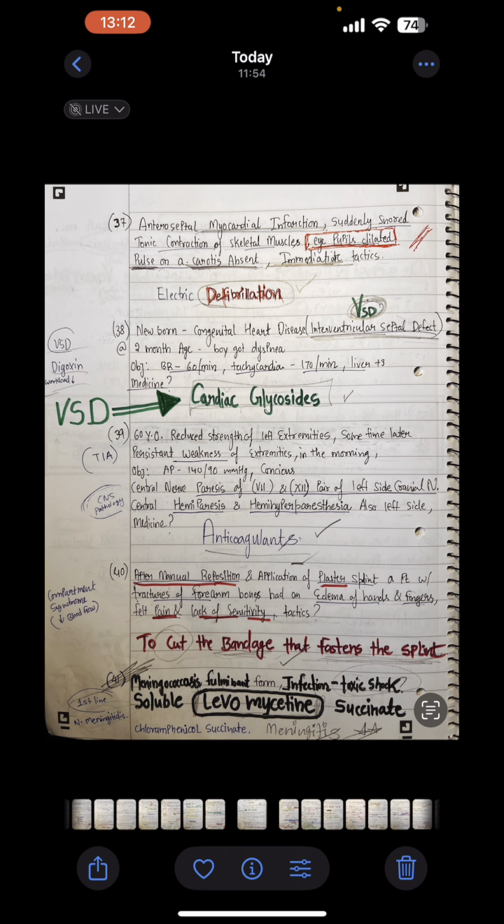Myocardial infarction, suddenly snort, tonic contraction of the skeletal muscles, eye pupils are dilated. This is something serious because the eye pupil dilates. Eye pupil dilation we see in the cases of severe conditions. It highlights the grave condition of the patient. Very severe condition of the patient, and pulse on the carotid artery is absent. So this is very severe, because if the pulse on the carotid artery is absent, it means there is lack or no blood supply to the brain.